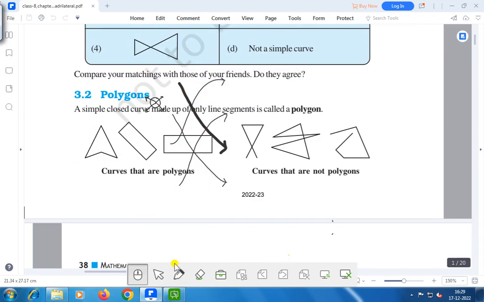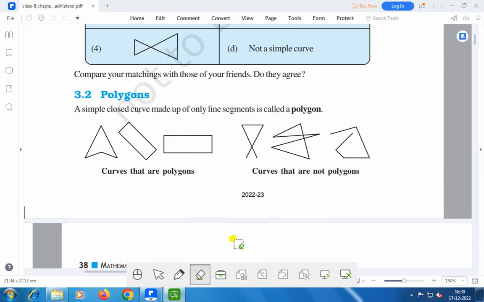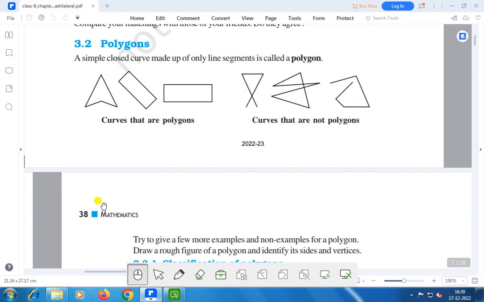Now here see, there are polygons also. A simple closed curve made up of only line segments is called a polygon. Here you see curves that are polygons. This one, this one, this one, all are polygons. These are not polygons, but they are curves also, because there are two endpoints here. These are not closed. A simple closed curve made up of only line segments is a polygon.